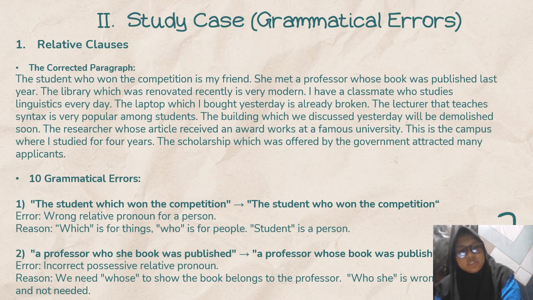The second is: a professor whose book was published. It should be: a professor whose book was published. The error is an incorrect possessive relative pronoun. The reason is we need whose to show the book belongs to the professor. The extra pronoun is wrong and not needed.